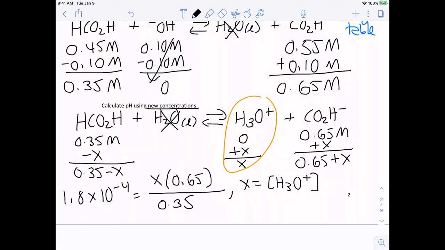So calculators, oops, I dropped mine, sorry guys. 1.8 times 10 to the negative fourth multiplied by 0.35 and then divided by 0.65. And I get that x is 9.69, so 9.7 times 10 to the negative fifth molar. And then pH is going to be the negative log of that number.